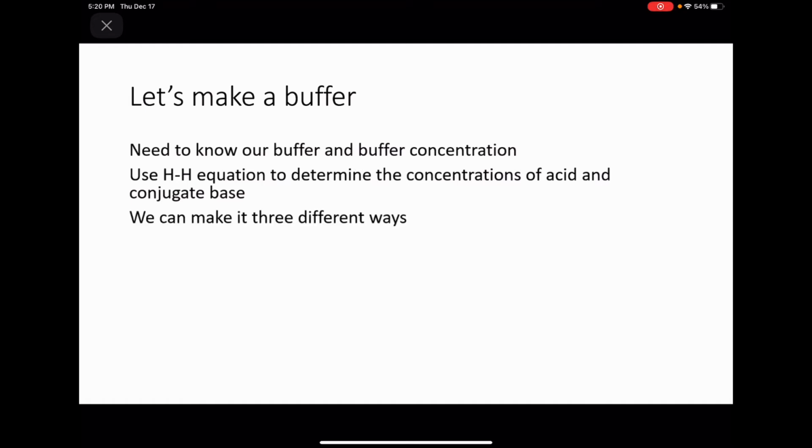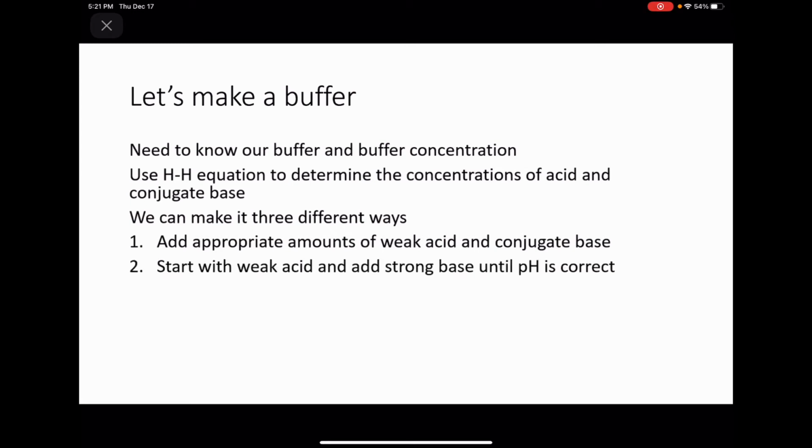And then we're going to make it one of three different ways. Okay, so the most obvious, most people look at it and say, well, I've calculated the acid and I've calculated the base concentration, so just add the concentrations of acid and base to the right amounts. And that is one way to do it. But it turns out there may be easier ways to do it.